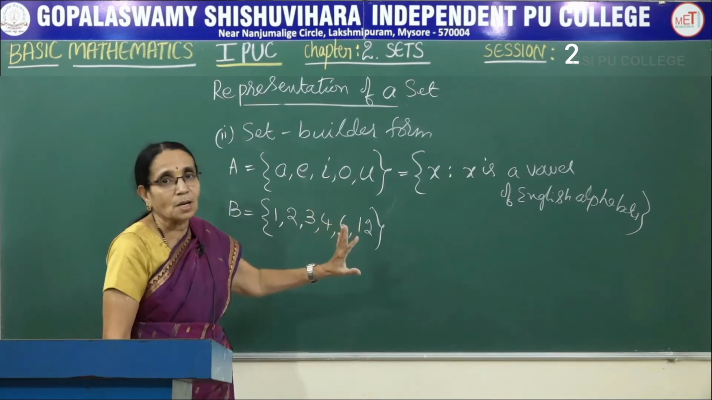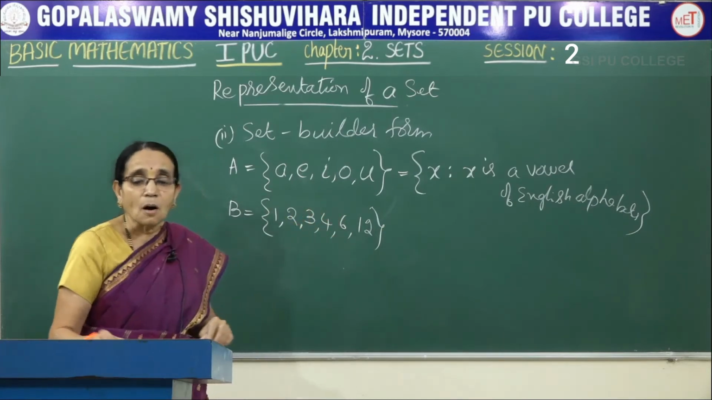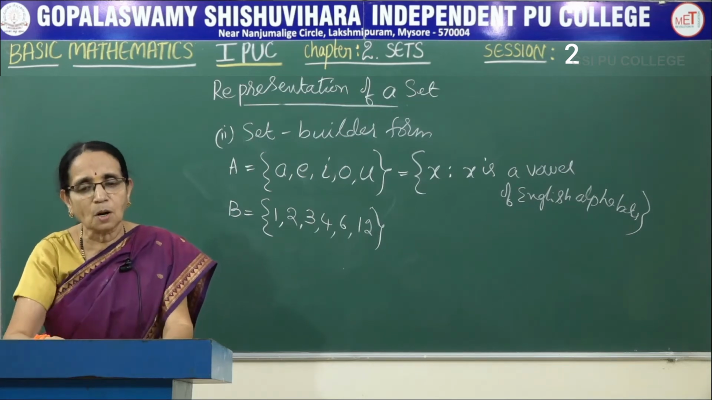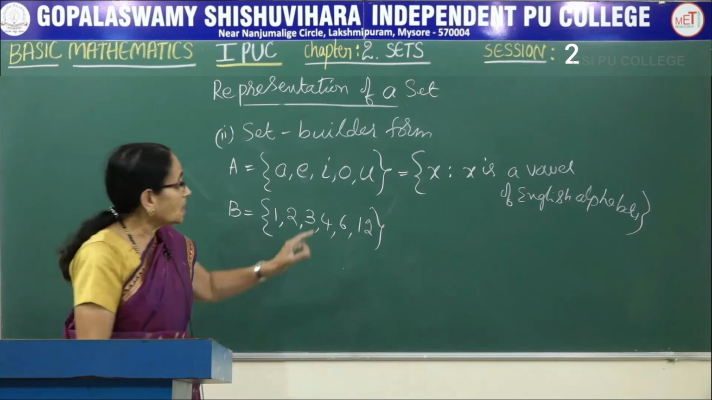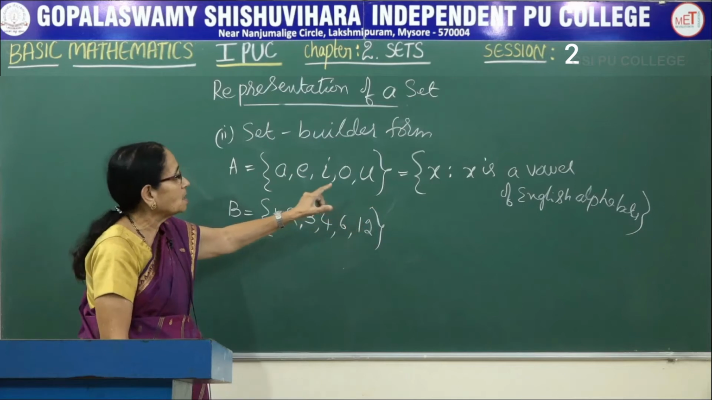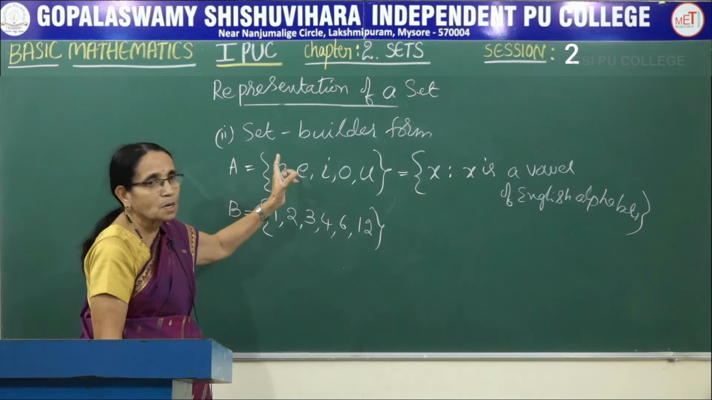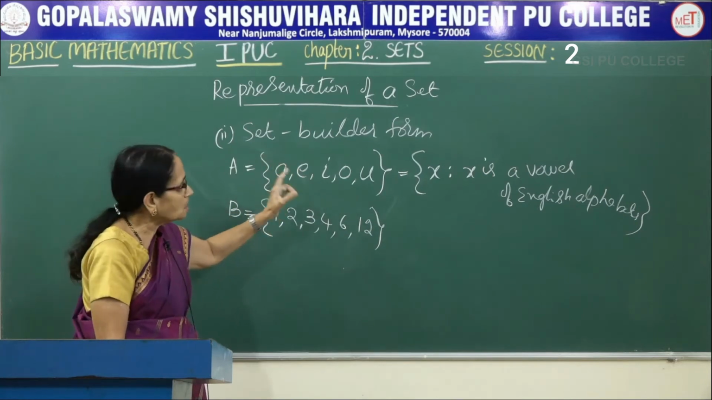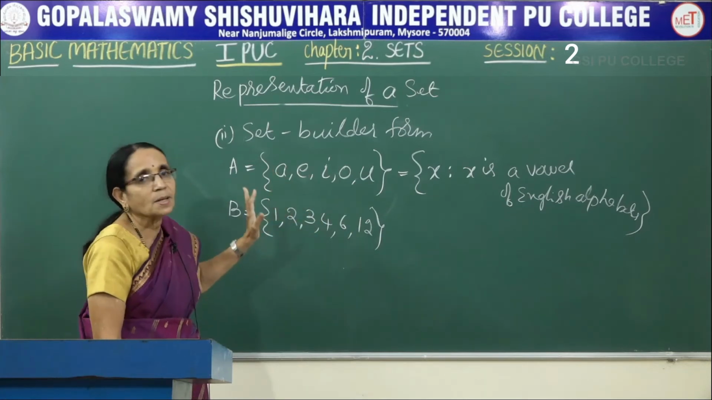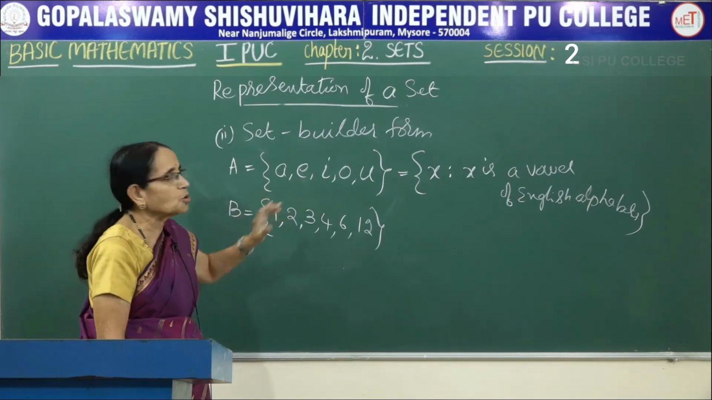I am not writing the actual elements here, but I am giving the rule that has to be satisfied by all the elements which belong to that particular set. So here x is a vowel of the English alphabet. If you write the rule here, then it is called the rule method, or better you remember the name because in the question paper they use the word set builder form. So set builder form gives you the rule or the property that is possessed by all the elements of that set. And the roster form or the tabular form gives the actual elements.